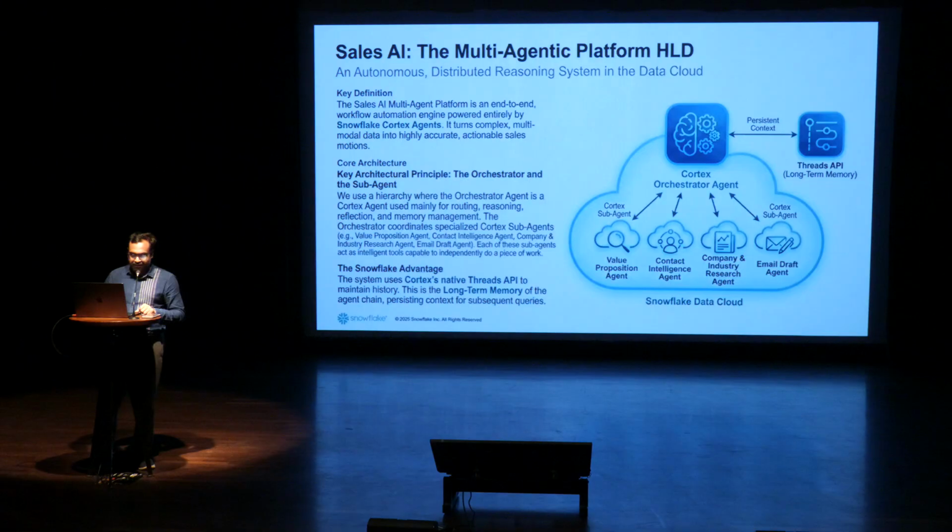Like value proposition and other things. All these are built on the Cortex platform, which is part of Snowflake. We can build these agents using APIs or using the UI, and the infrastructure is managed by Snowflake. Another advantage is that we get thread APIs, which are useful for managing state. They can manage long-term memory, short-term memory, session memory, etc. So you get that advantage as well.